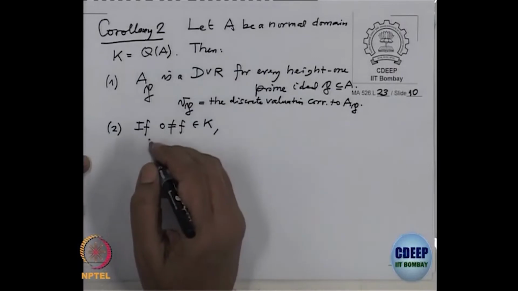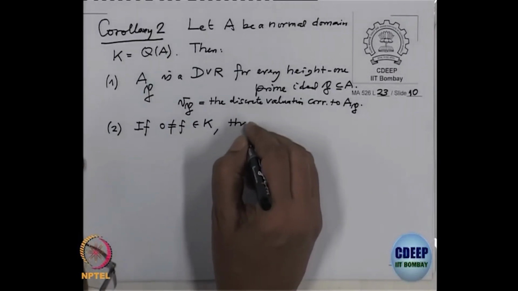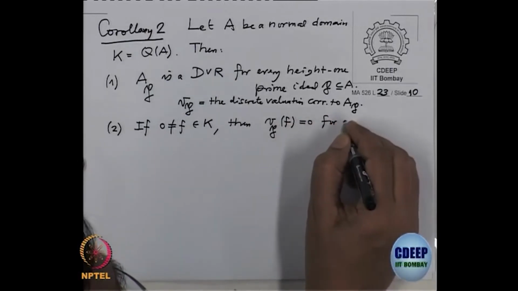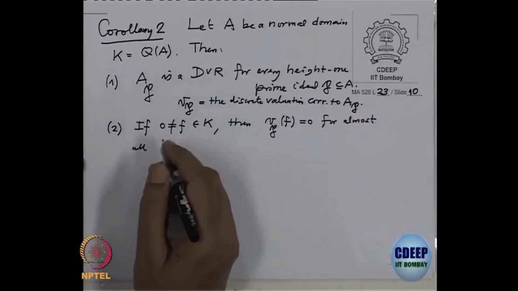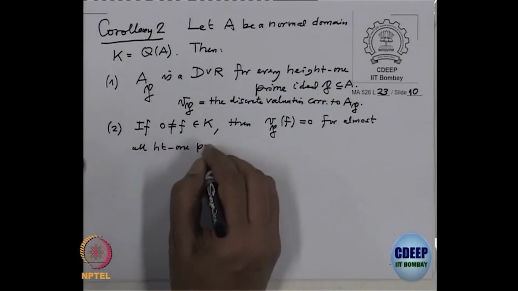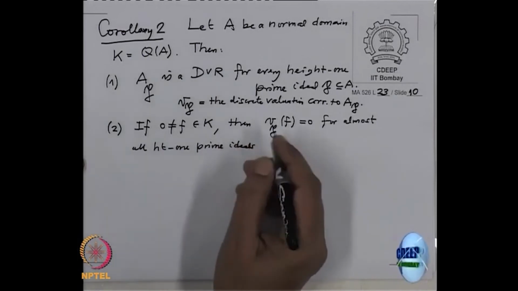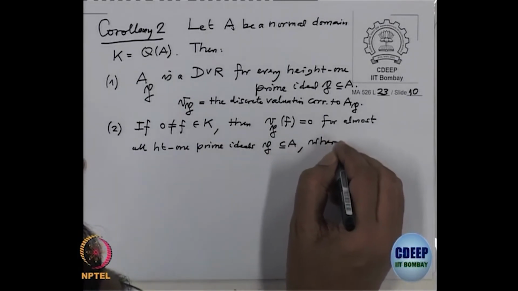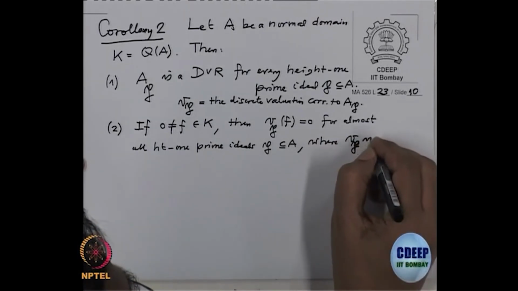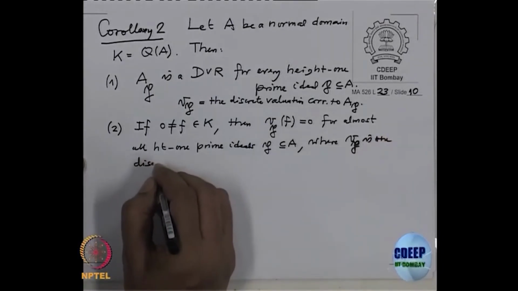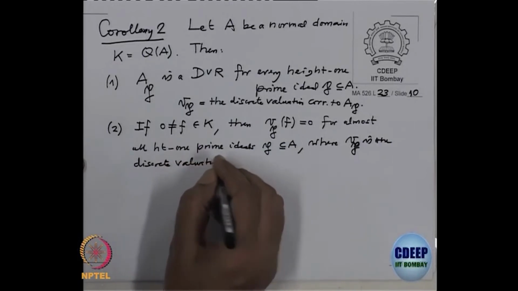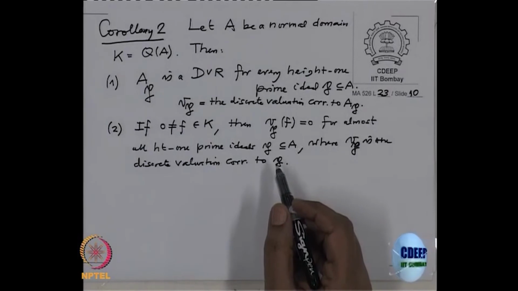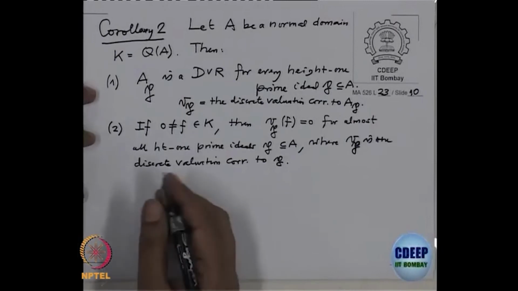So, if f is a non-zero element in K, then Vp of this f is 0 for almost all height 1 prime ideals P contained in A, where Vp is the discrete valuation corresponding to P. This is a generalization of the fundamental theorem of arithmetic. Okay, proof.